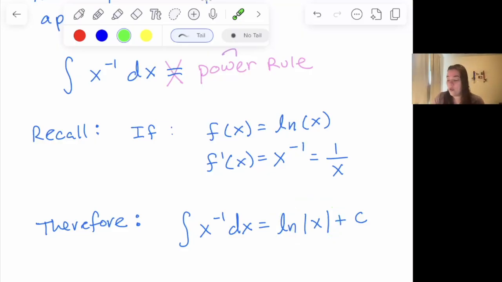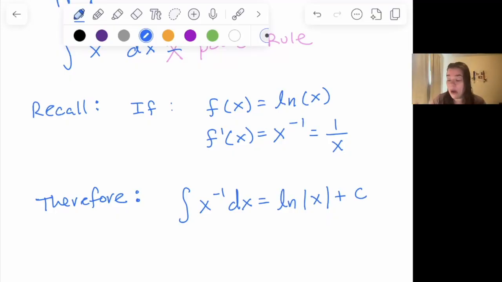Now, notice I incorporated absolute values on x. This goes back to understanding your natural log function from algebra and remembering that it has domain restrictions. You have to only plug in positive numbers as input to a natural log function. So that's why the absolute values appear when you take an antiderivative. So the power rule works for all powers on x except for negative 1. This is the one exception here.